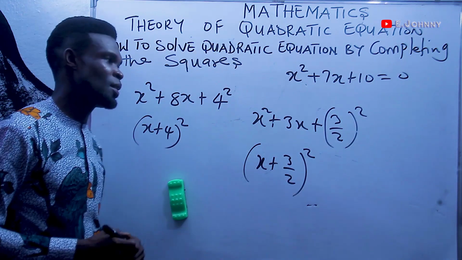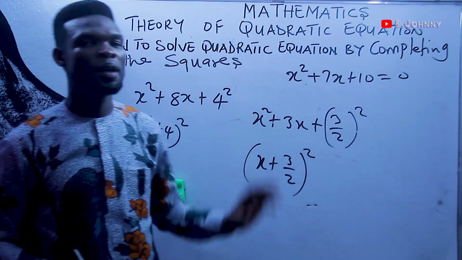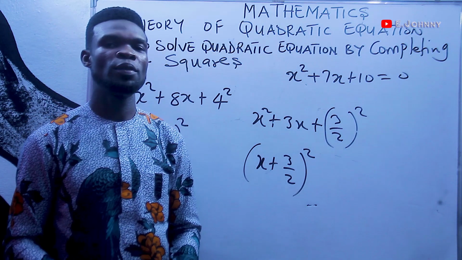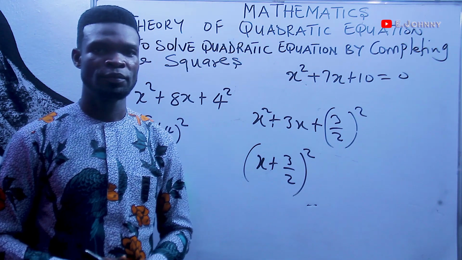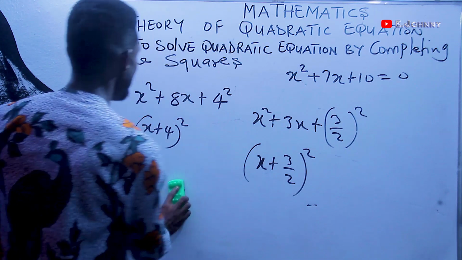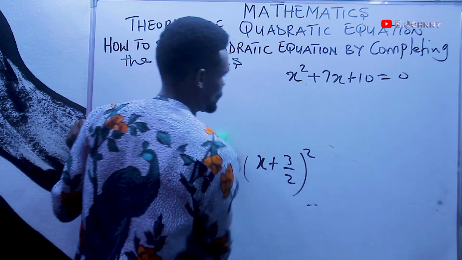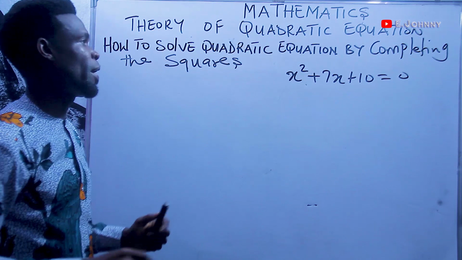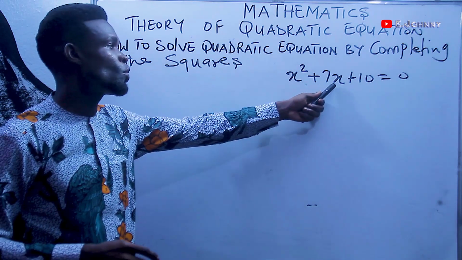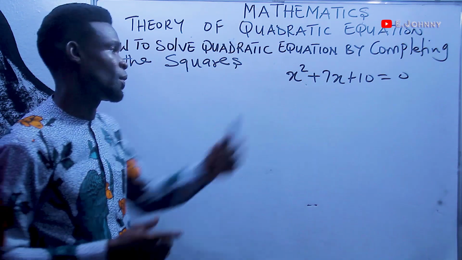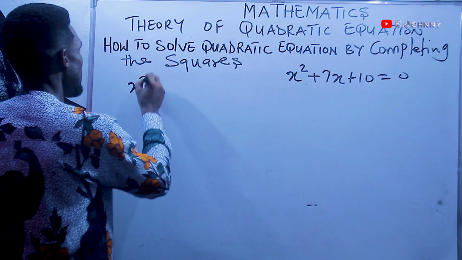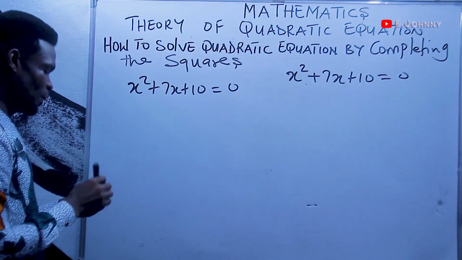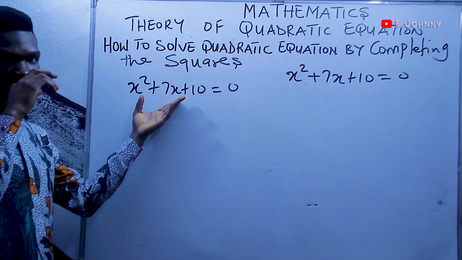So having done this, we are going to apply this thing I have taught you now in solving quadratic equations by the completing the squares method. Okay? An example is this. We have solved this problem already by the factorization method. Now we are going to solve it by the completing the squares method. So let's start. If I have x squared plus 7x plus 10 equals 0, I want to solve this by the completing the squares method.